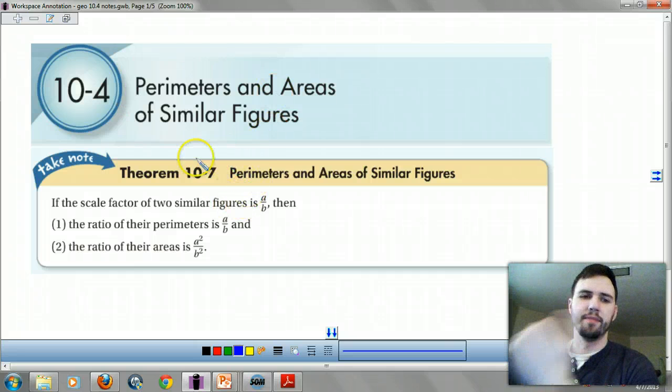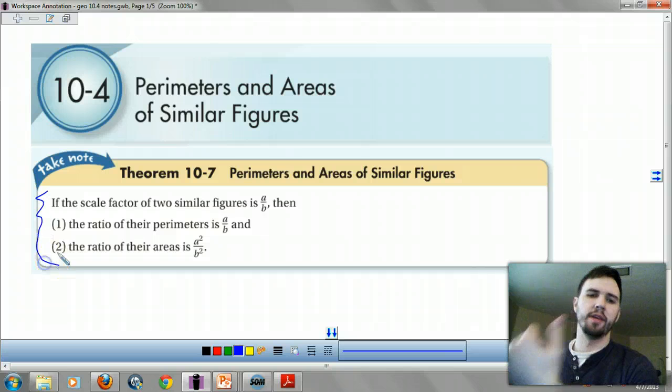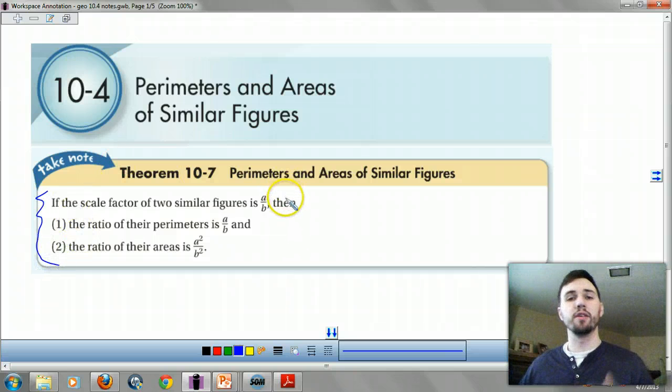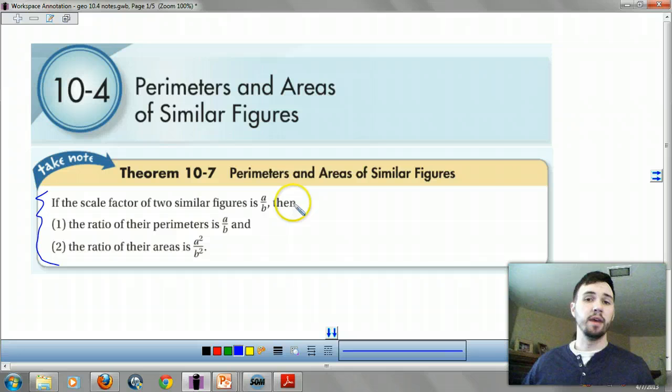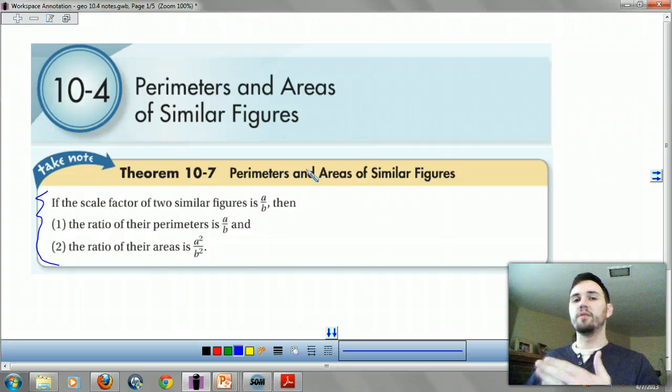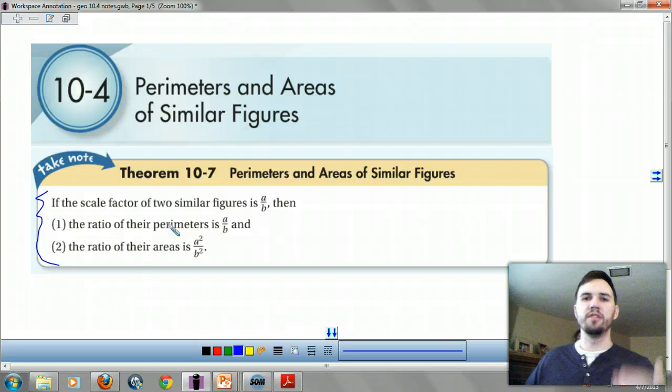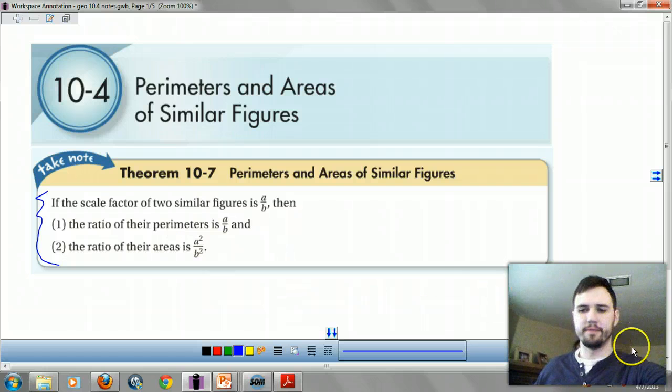Let's take a look at this. Three big things. If you have a scale factor to go from one figure to the other, and it's a over b, the ratio of their perimeters is a over b, and the ratio of their areas is a squared over b squared. Okay? Think about this. Perimeters are just measured in inches. Areas are measured in square inches. And that's why you do the square dealio. Okay?